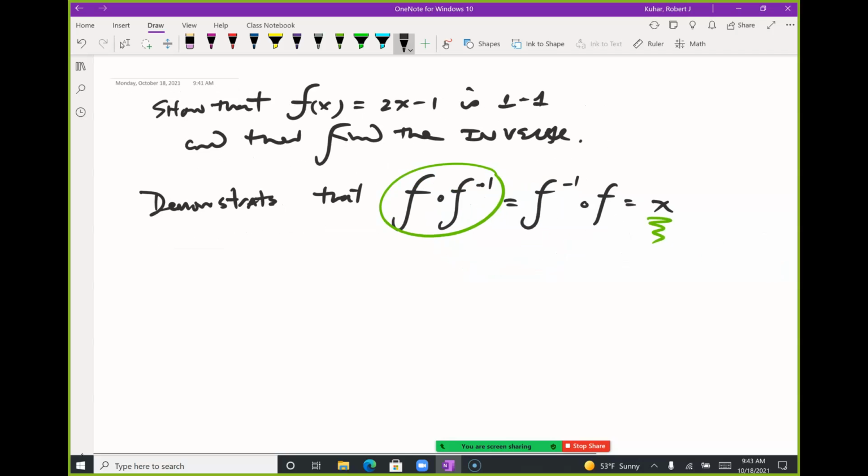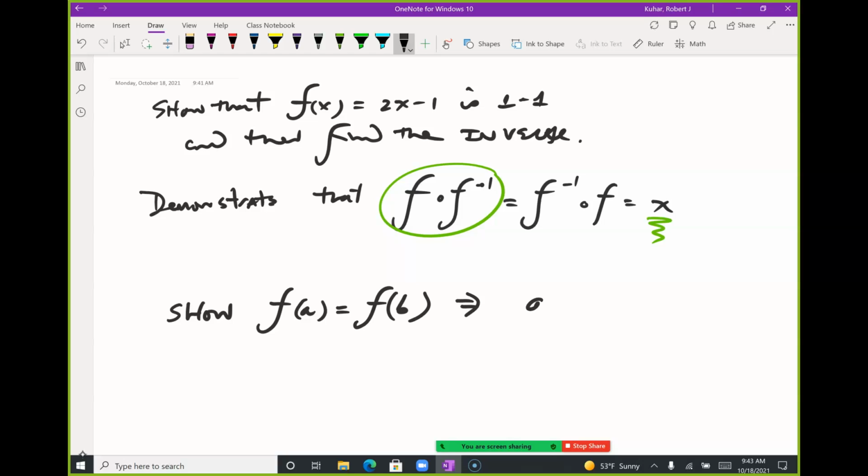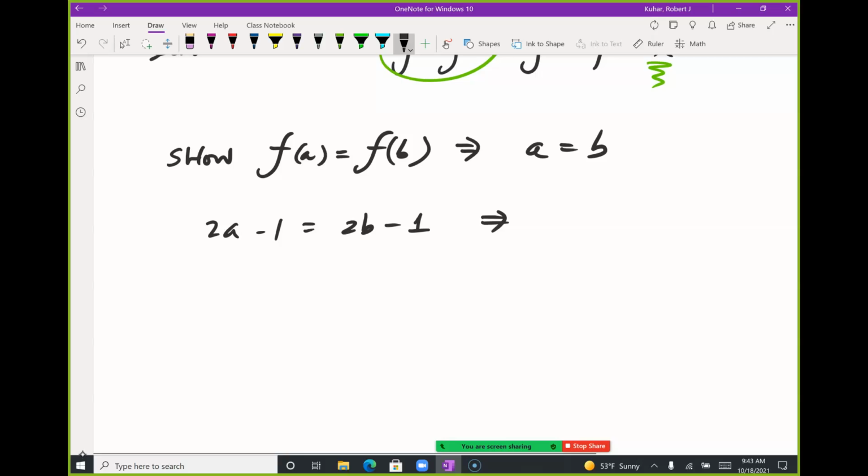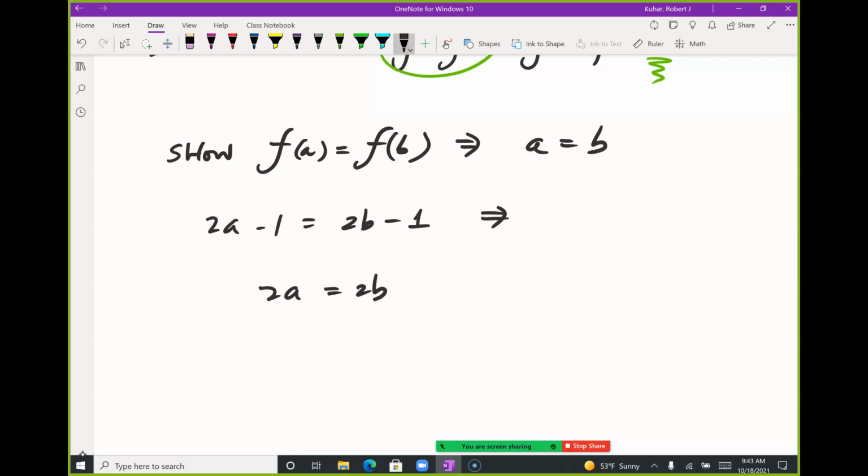Okay. So here we go. Show f of a equals f of b implies a equals b, right? So since I have the same output, I better have the same input. That's what it's saying. So 2a minus 1 should equal 2b minus 1. I'm going to add 1 to everything. I get 2a equals 2b. And I'm going to divide by 2, and I get a equals b. So f is 1 to 1. Everyone okay?